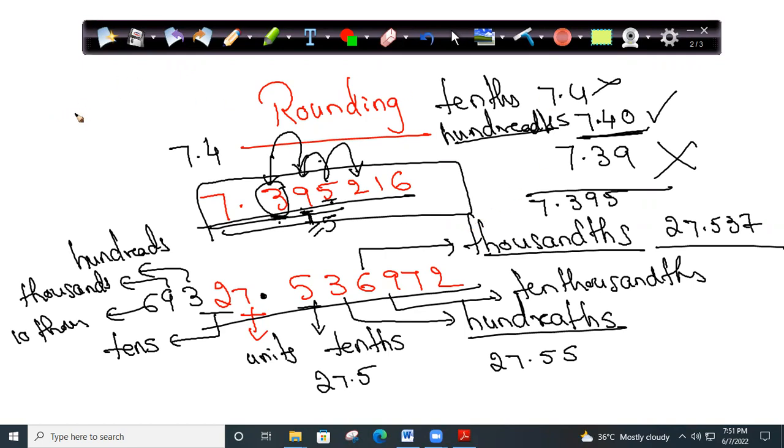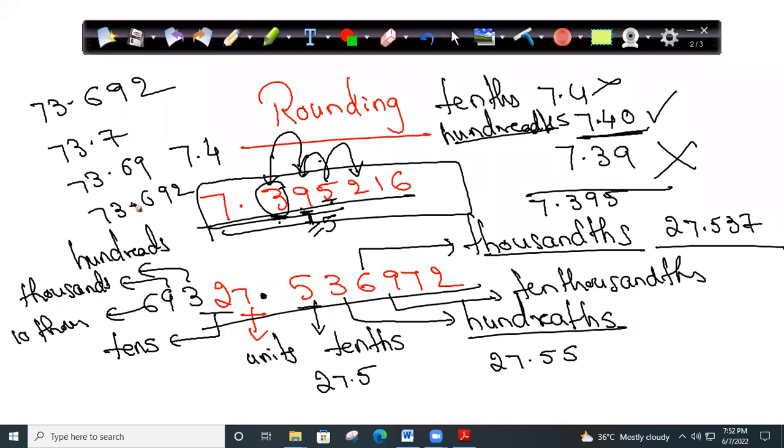Suppose my number is 73.692. If I need to round off to the nearest tenth, it is 73.7. If I need to round off to the nearest hundredth, this. If I need to round off to the nearest thousandth, this is the answer. As simple as that. Everyone is clear now?